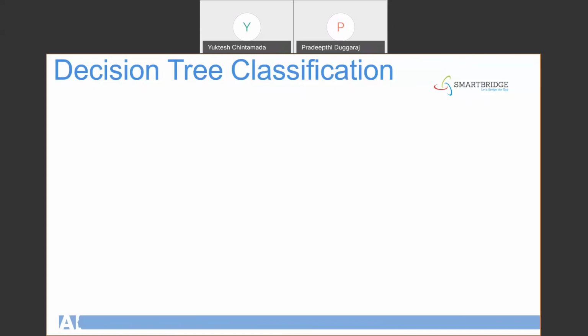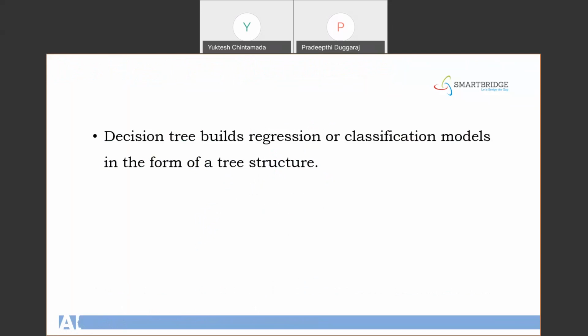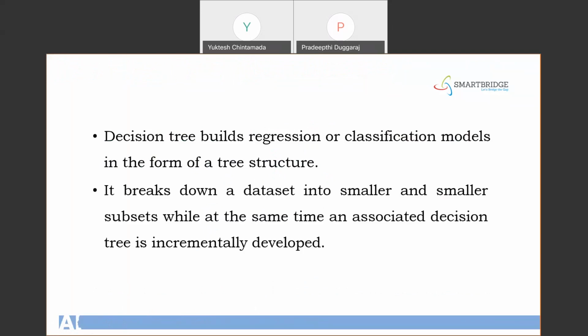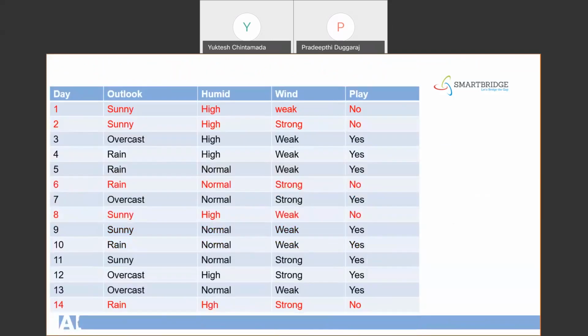It breaks down the data set into smaller and smaller subsets, while at the same time an associated decision tree is being developed. As I told, the decision tree is used for building regression as well as classification problems, and it breaks down the data set into smaller subsets. The resultant tree will have leaf nodes, decision nodes, and the main node. We'll look into what all these nodes are within a few minutes. All right, let us take an example.